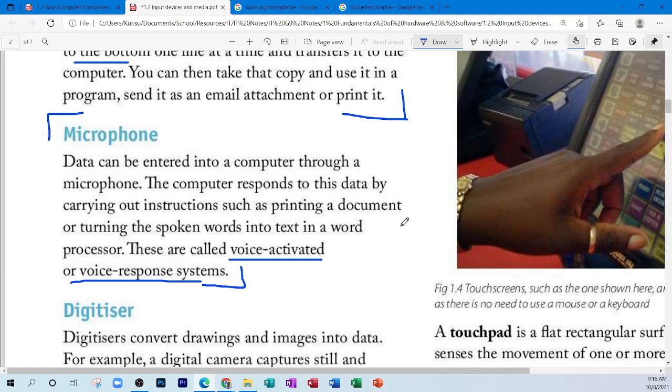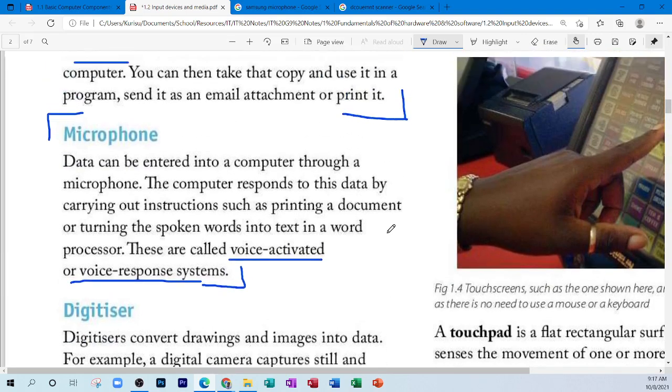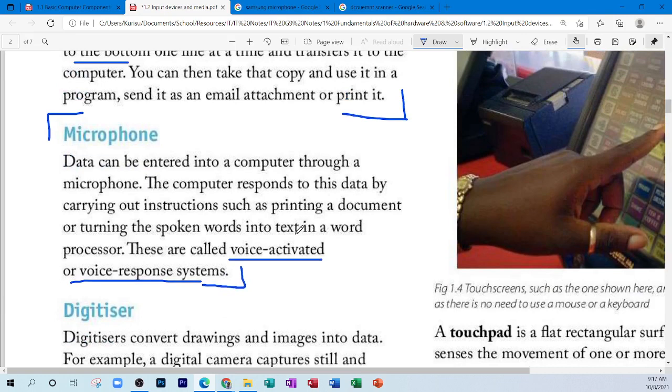So if you did not speak, if you did not say anything, if you did not play any audio, then no sound would be transferred. So you have to speak in order for sound to be transferred. Now, two terms that you should take note of here are voice activated or voice response systems. Those are two terms you should take note of.